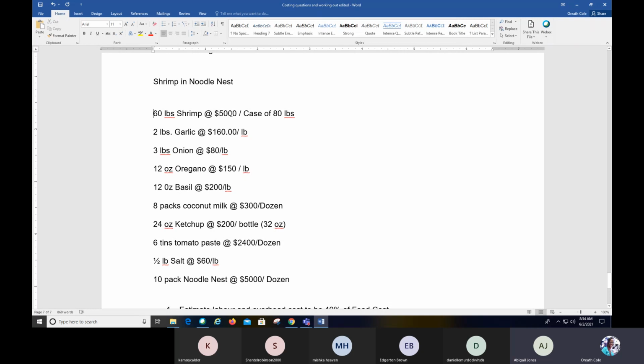Shrimp at $5,000. Read the rest. Case of 80 pounds. All right, so what do you think that means? What exactly is this saying here? Tell me what you think it's saying. It says 60 pounds of shrimp and $5,000 case of 80 pounds. So what does that mean?